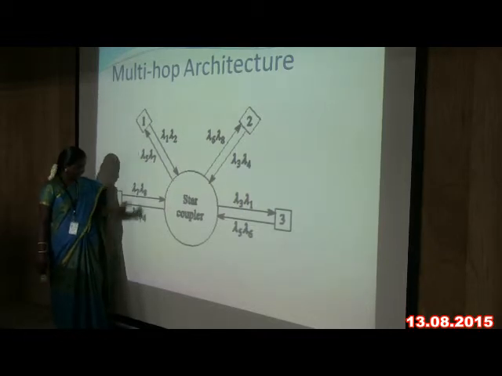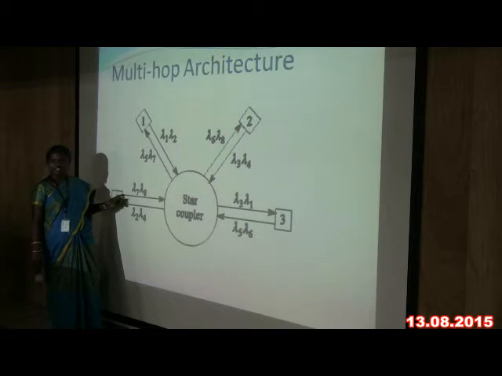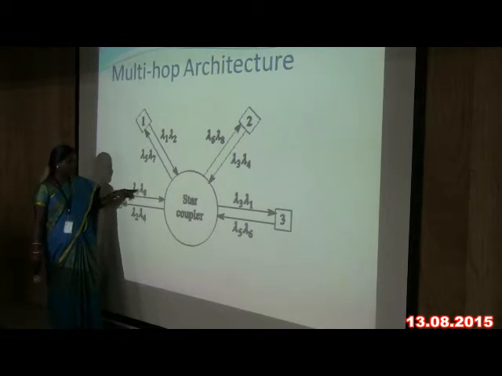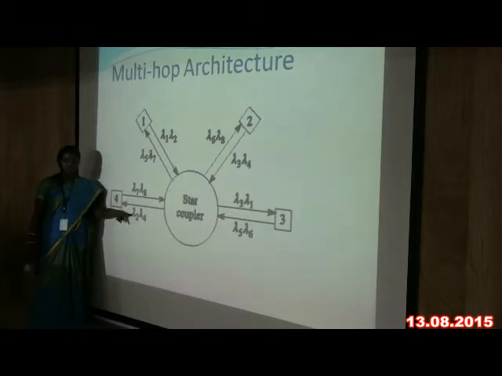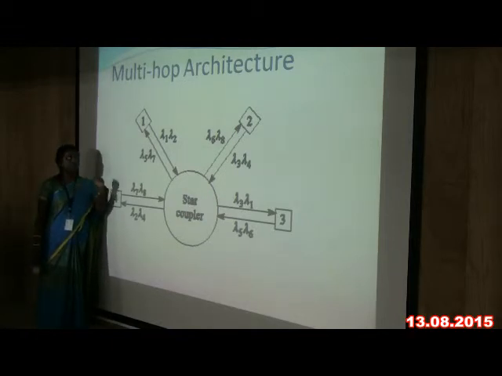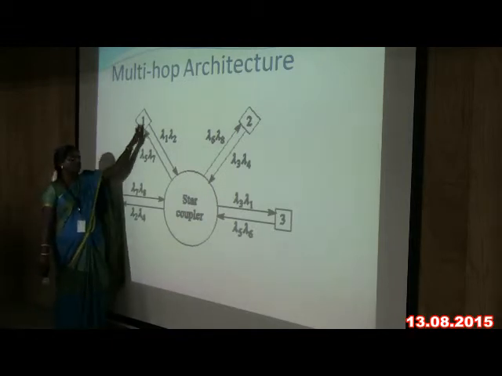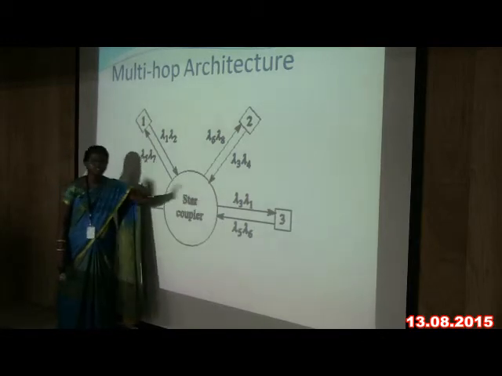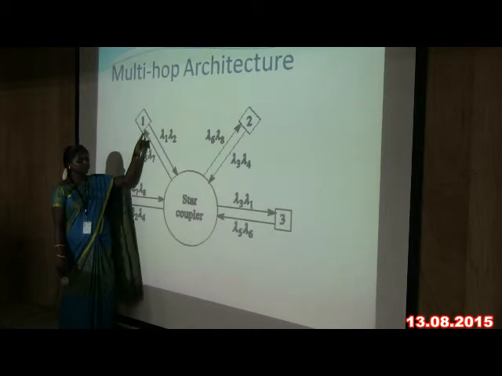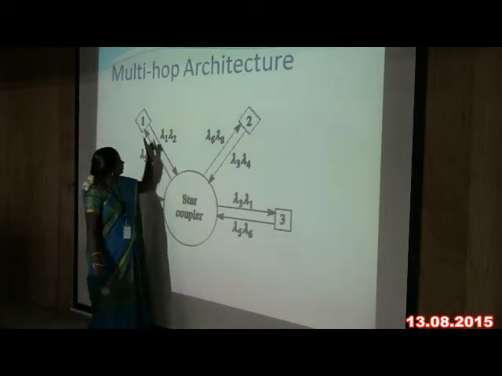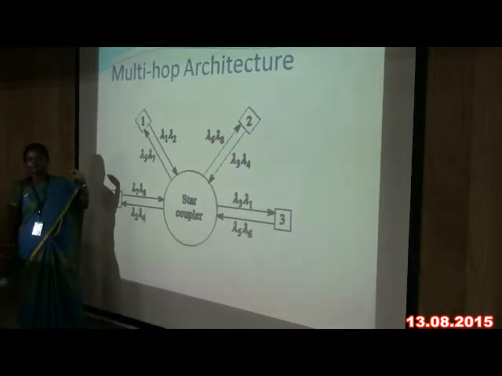The same thing here: node 4 transmits the signal using wavelengths lambda 7 and lambda 8. It receives the signal using wavelengths lambda 2 and lambda 4. Suppose we want to transmit a signal from node 1 to node 3, or from node 1 to node 4, what will happen?